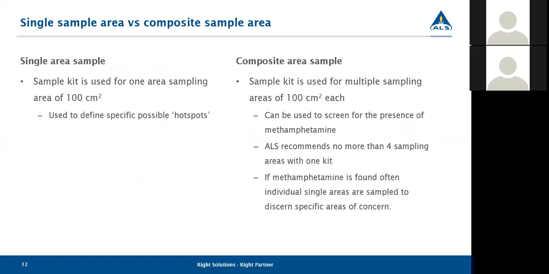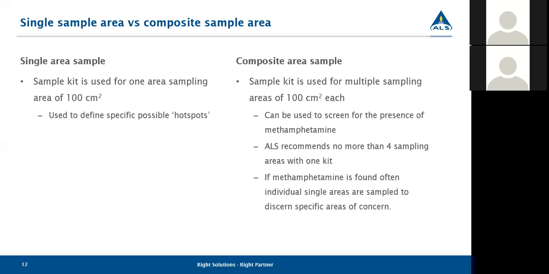There is a possibility of using the test kit. If you use it one time, it's called a single sample area. If you use it more times than once for different areas, we would call it a composite sample area. You can see the description of each of those on the screen there for you, so I won't go any further into that.